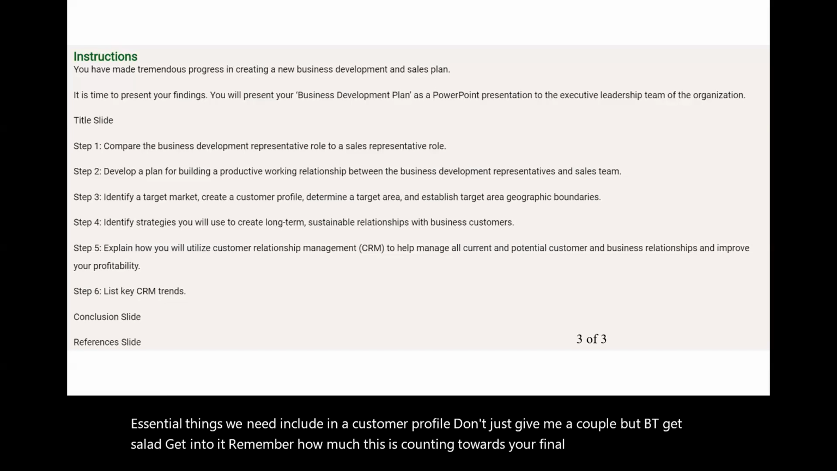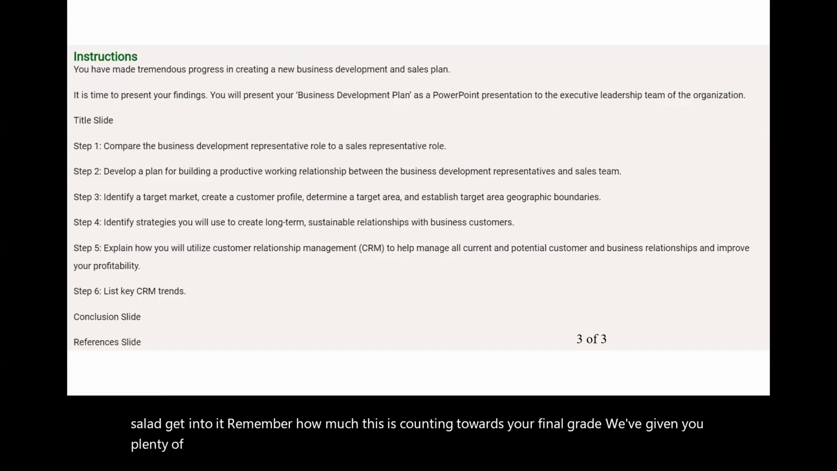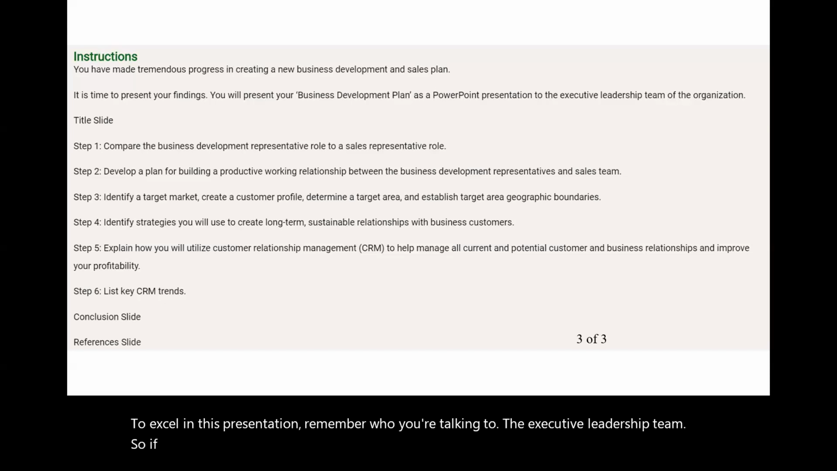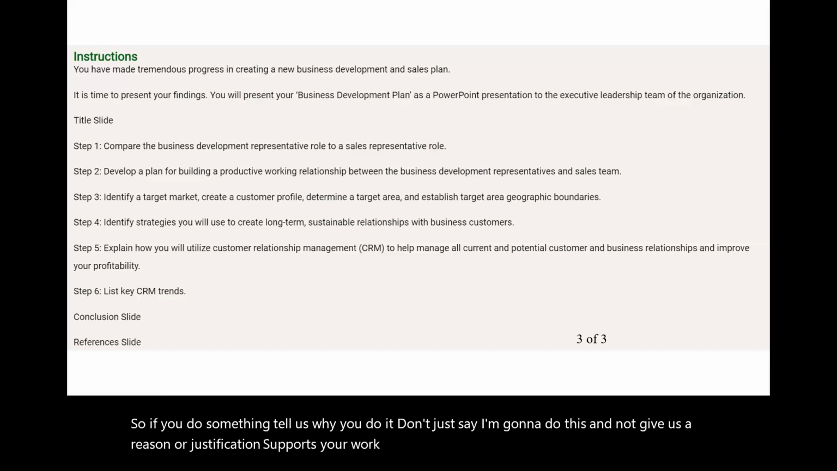We've given you plenty of examples to use and draw from. Now's the time to excel in this presentation. Remember who you're talking to, the executive leadership team. So if you do something, tell us why you do it. Don't just say, I'm going to do this and not give us a reason or a justification. Support your work with peer-reviewed articles.